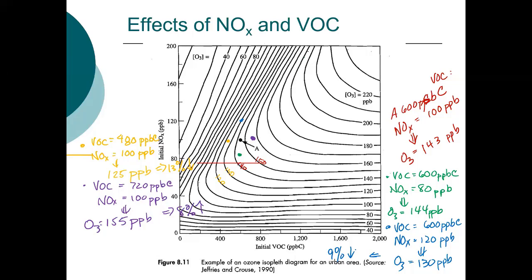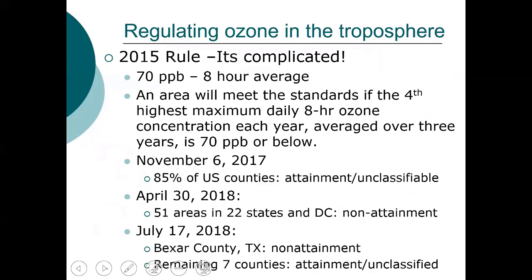The reason I go through this is so that you have some sense of the complexity of these reactions. We can't just simply say that an X percentage reduction in VOCs will have a similar percentage reduction in ozone, or the same for NOx. The rule for ozone is extremely complicated. The only thing that you really need to worry about, unless you go into air quality, is that the new rule is a 70 parts per billion 8-hour average.